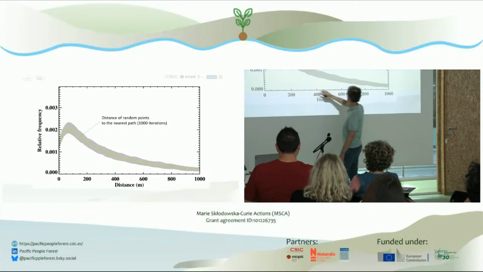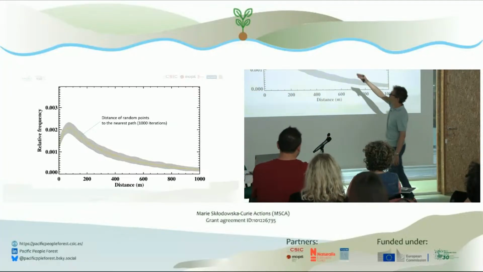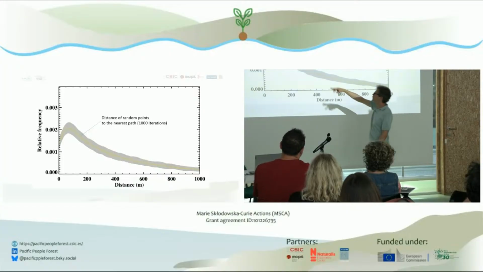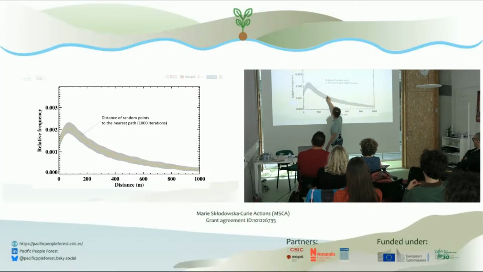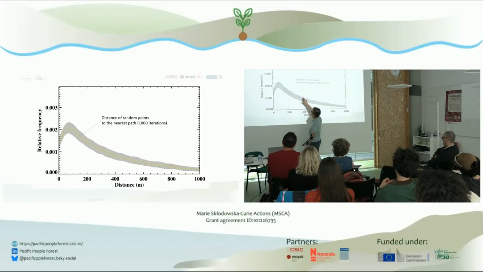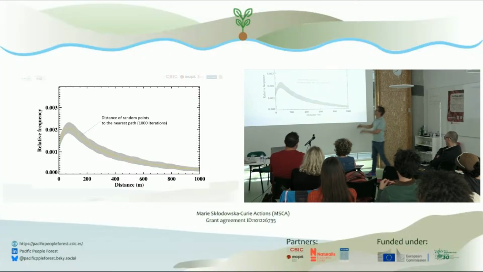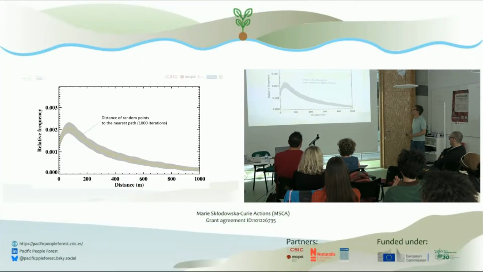As the distance increases to the paths, the number of points decreases. And this is very consistent, as you can see. This is the average, this is the first standard deviation, this is the second standard deviation. So almost all of the points fall at some point in this gray line.